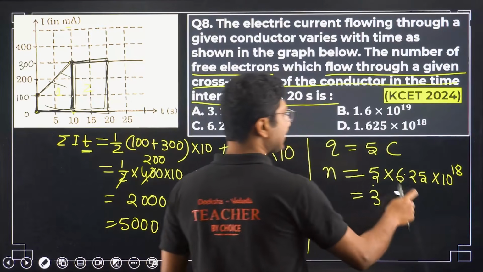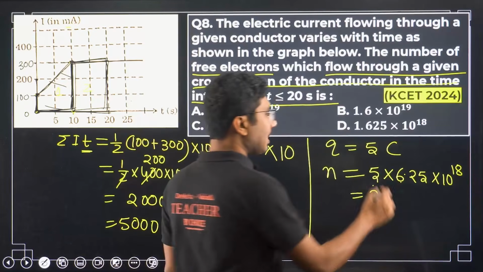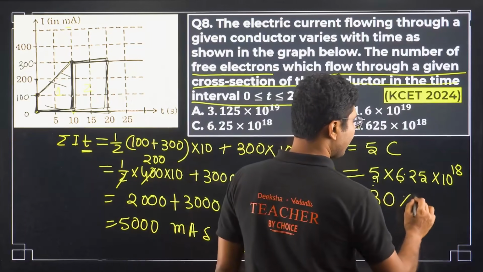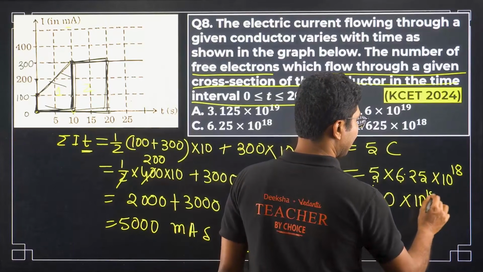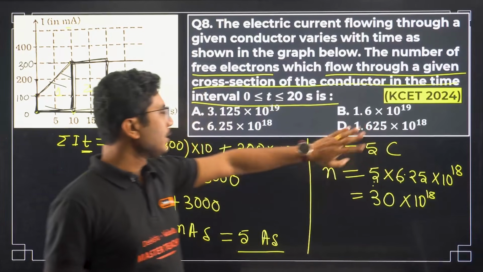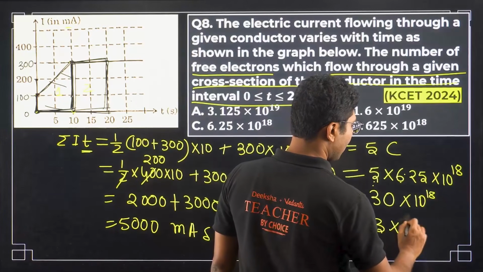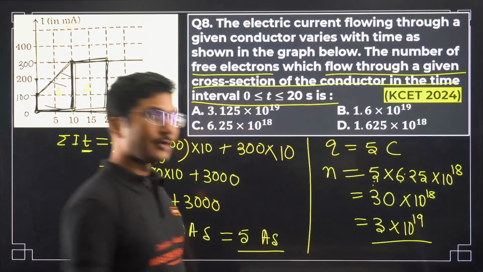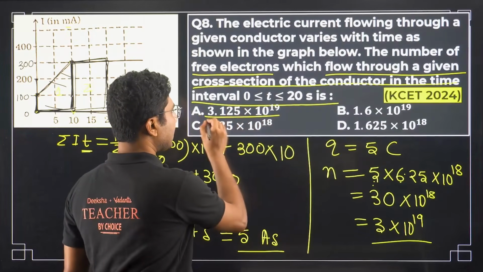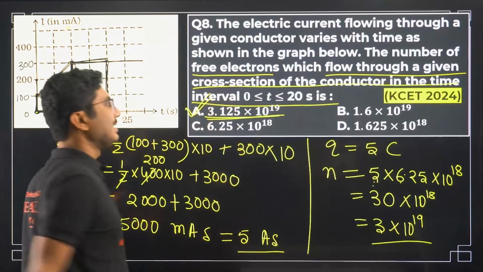What is the simpler way? Just ignore the 0.25 for now, multiply 5 into 6, 5 6 are 30, right? 30 into 10 to the power of 18. Now if you see 10 to the power of 18 options are completely different, so let's convert it into 10 to the power of 19. So 3 into 10 to the power of 19. Now see which of the answer is closest. So as you can see, this is the closest answer. Option A is correct in this case.